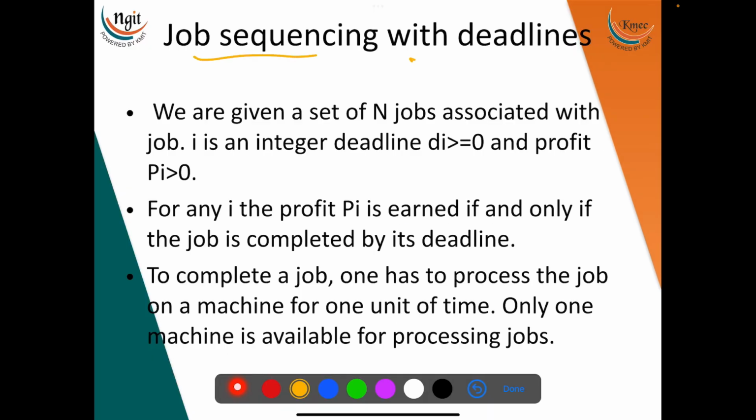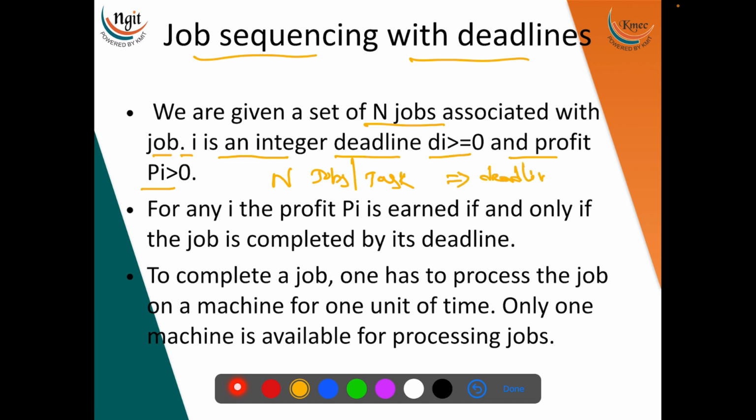What is job sequencing with deadlines? We are given a set of n jobs. Associated with job i is an integer deadline di greater than or equal to 0 and profit pi greater than 0. So here we'll be given some n jobs, that is, tasks. Each task will have a deadline to get completed. This deadline will always be greater than or equal to 0. Now after we complete each job, we'll get some profit. That is what is indicated with pi.